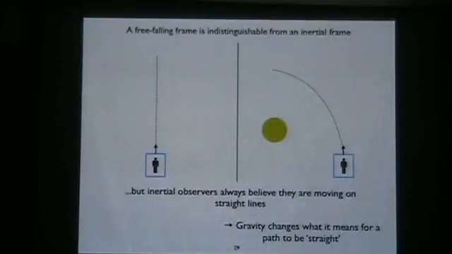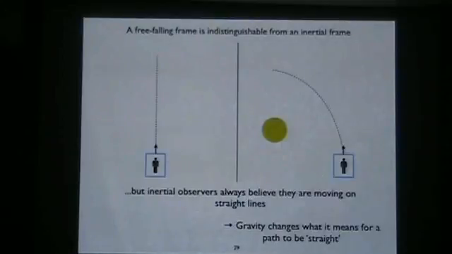Now, these two observers both think they're exactly the same. They feel everything the same. No experiment they can do can distinguish one from the other. And an inertial observer that doesn't feel a force acting on them always thinks they're moving in a straight line. If I'm sitting in space and I don't feel a force acting on me, I'm going to assume that I'm moving in a straight line. So really what's happening here is gravity is just changing what it means for a path to be straight. This guy thinks he's moving in a straight line. This guy thinks he's moving in a straight line. We would disagree because this looks curved to us, but gravity changes what it means for a path to be straight.